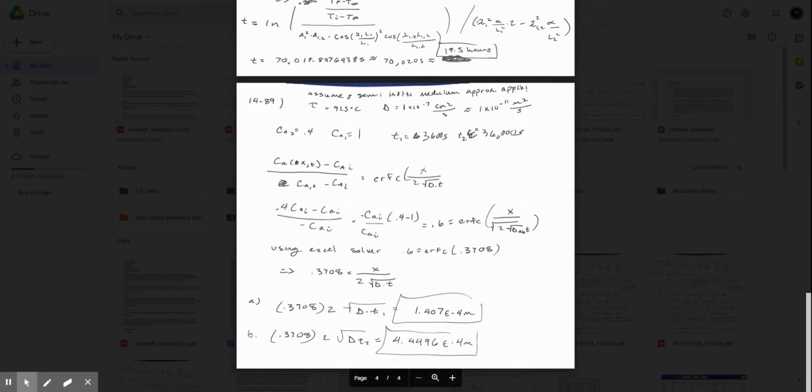So that means 0.378 will be equal to x over root 4Dt. And then from there, you can just simply evaluate the two times they give you, which are 1 hour and 10 hours. And from there, that'll give you the depth at which the concentration will be 40%. And it's obviously going to be a farther down depth for the larger time.